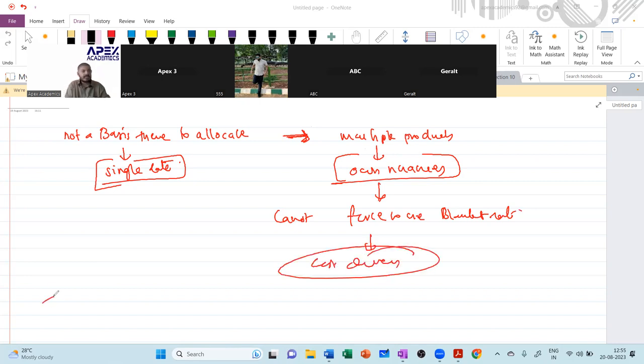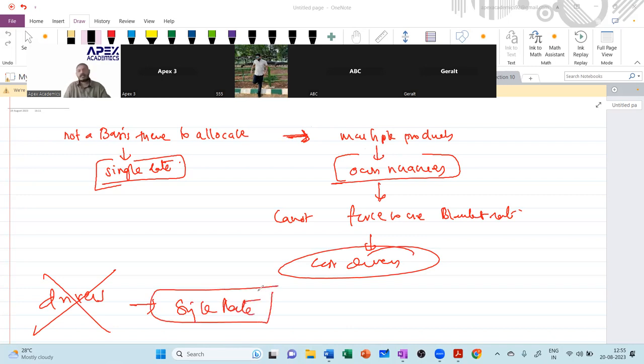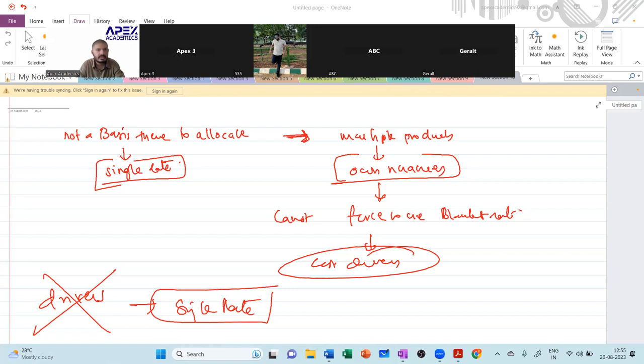But then somebody asked a doubt, what if cost drivers cannot be located? If they can't be located, then you go back to a single rate. If the cost driver cannot be located, then you go back to a single rate. Are you understanding? Are you with me on that? Yes, sir. Correct?